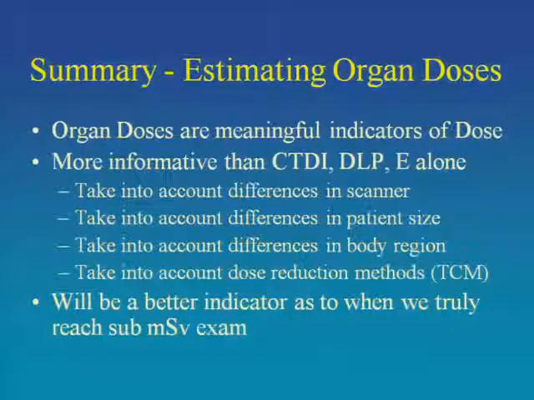If you do it right, they can take into account differences in the scanner, in patient size, in body region, and if we have enough information, we can use it to take into account information about the tube current modulation. We're talking about the sub-millisievert exam. But it'll tell us what the actual dose is and when we hit milestones, like have we gotten below sub-millisieverts.